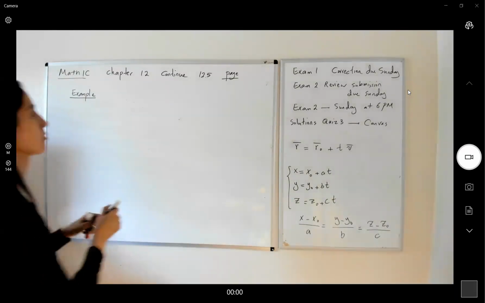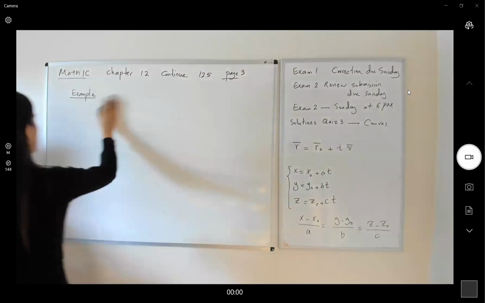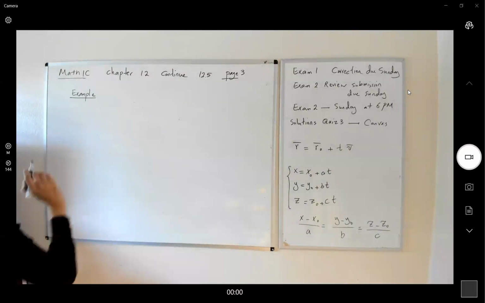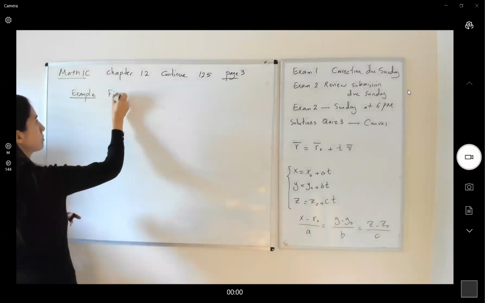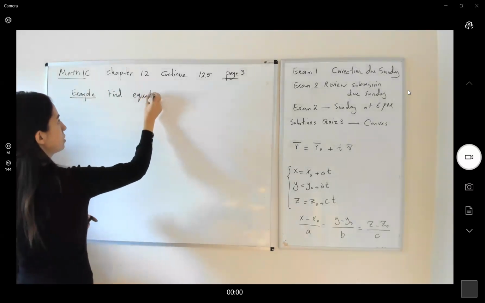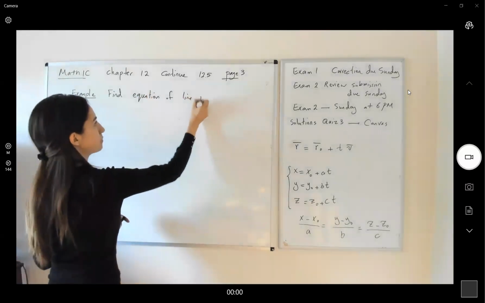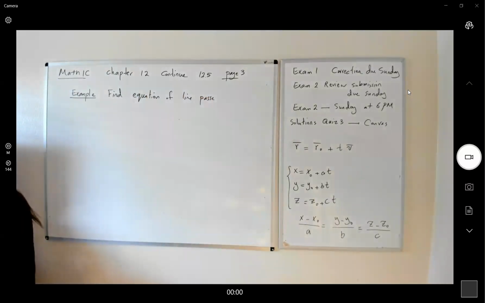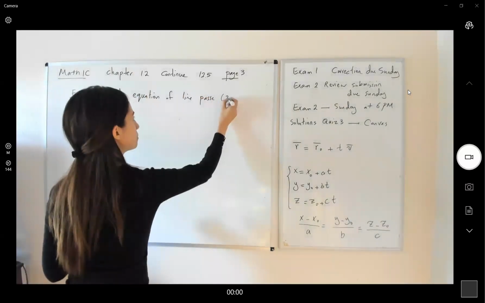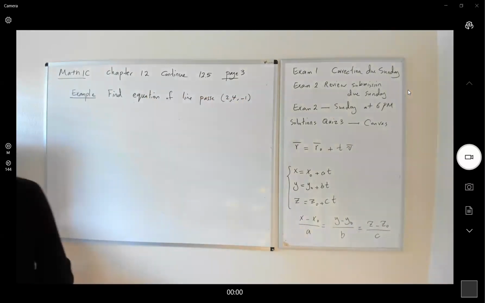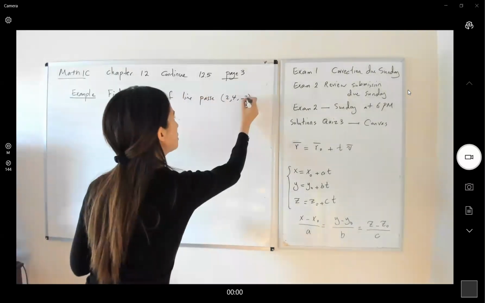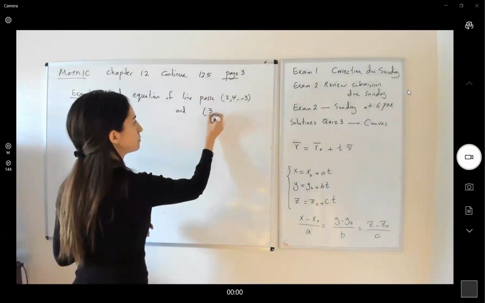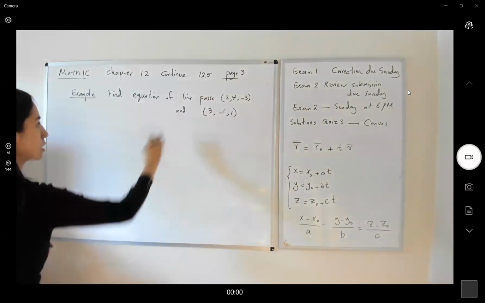We're on page 3, this example. It says, find the equation of a line that passes through these 2 points. So find the equation of the line passing through 2 points. One is 2, 4, -1, and -3, and the other one is 3, -1, and 1.